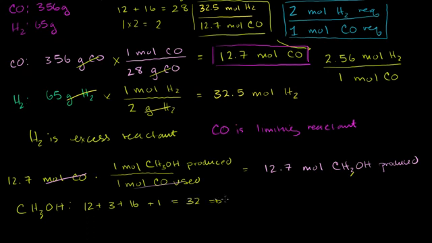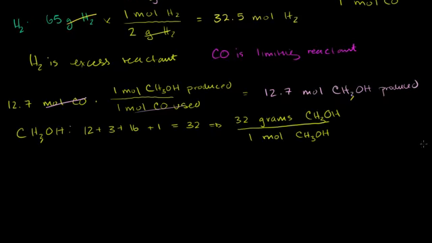So that's its atomic weight. That tells us that if we have a mole of it, we're going to have 32 grams of methanol per 1 mole of methanol. And once again, we got that by figuring out its atomic weight.